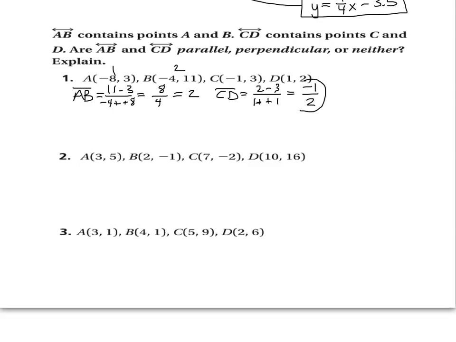So now as you look at these two numbers, we have to decide, is it parallel, perpendicular, or neither? If it's parallel, that means those two numbers are going to be exactly the same. So we know it's not parallel. If it's perpendicular, they're going to be opposite reciprocals. Well, we've got 2, and then we've got negative 1/2. Those are opposite reciprocals, so these two lines are perpendicular.